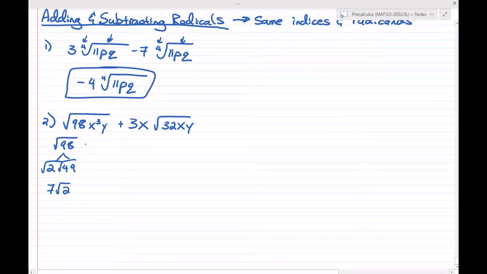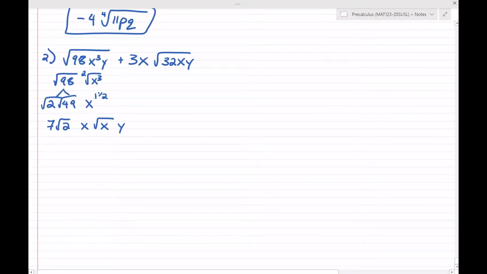The square root of x to the 3rd. I know that 2 goes into 3 once with 1 left over. So x to the 1 and 1/2 would give us an answer of x with the square root of x to the 1st. And then we have a y, right? So fully simplified, that radical would be 7x square root, let's see, I forgot the y, 7xy, the square root of 2x, plus, we're going to do 3x times whatever that simplifies to.